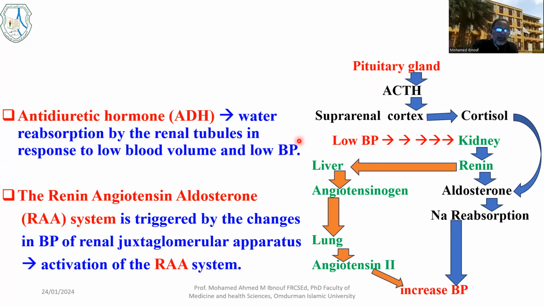In response to low blood pressure, the low pressure is sensed by the juxtaglomerular apparatus of the kidney, and it leads to release of renin that goes through the blood to the liver to convert angiotensinogen to angiotensin 1, and in the lung it will be converted from angiotensin 1 to angiotensin 2, which will also increase the blood pressure.